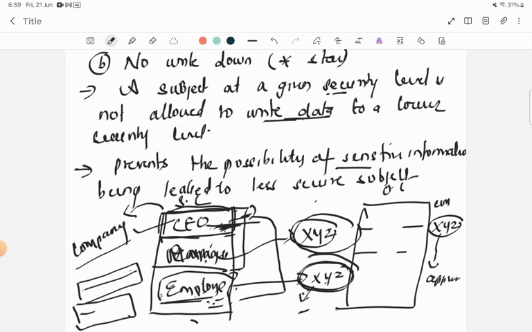Okay, so what are the applications? As I told you, we use this model in order to protect sensitive data. Also, this is used in various military security policies. Okay, so both I have talked about earlier.